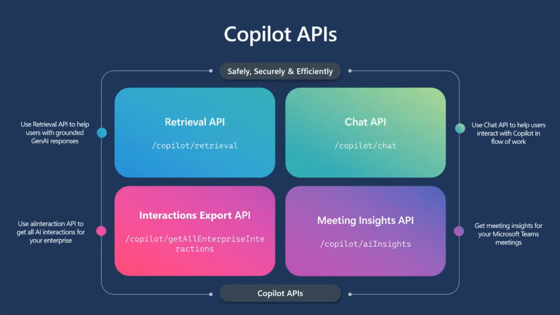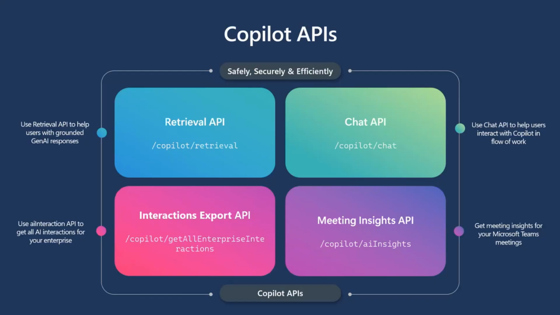Coming down, your Interactions export API is really about auditing and understanding what's going on inside your M365 ecosystem. And then across to the right, the Meeting Insights API is getting access to Teams summaries, the meeting information about Teams. So in this meeting, you could ask for Copilot to give you a summary, that sort of thing. That's available through that API.